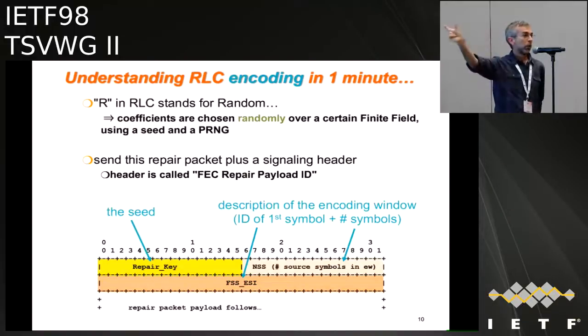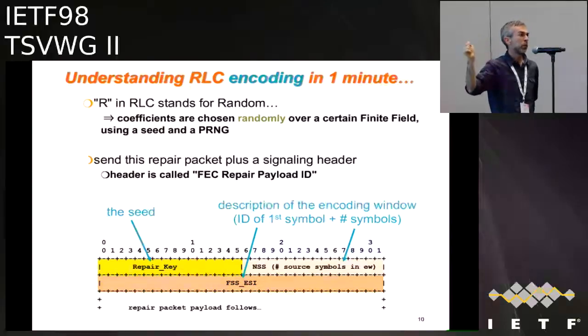So as the name says, it's a random linear code, which means that those coefficients are chosen randomly. In fact, we are taking advantage of a pseudo-random number generator that is specified in the internet draft, of course, and a seed that is carried in the packet. And thanks to those two pieces of information, there is a function that is also specified in the internet draft that will tell you which coefficients you should use.